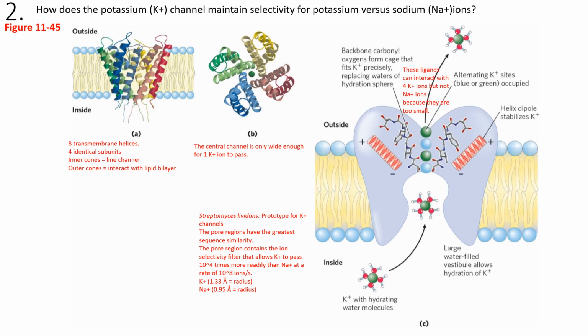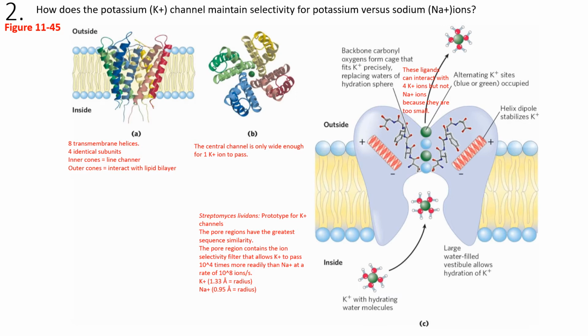Okay, so question number 2. How does the potassium channel maintain selectivity for potassium versus sodium ions? So here, figure 11-45 will help you to answer this question, but I highly recommend that you read a few paragraphs right before this figure and then a couple of paragraphs after this figure. But again, here are some notes that I took from the book. Everything that's in red are notes that I took.